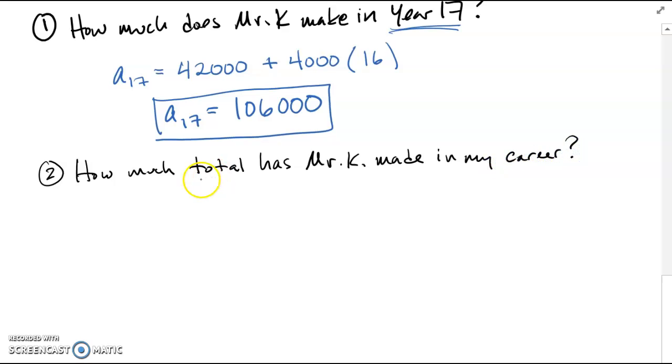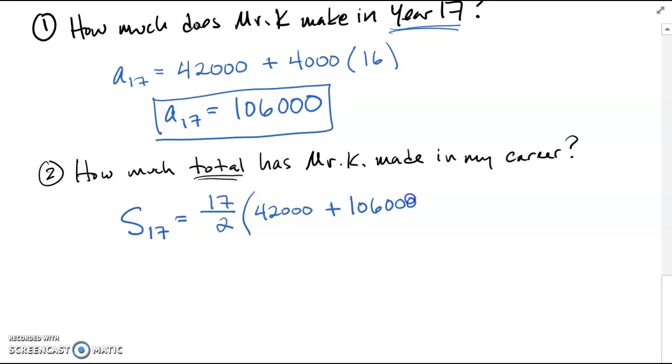All right, so that word total kind of is the giveaway that this is about addition. So I want the sum of those 17 salaries, right? So from the very first year to now, year 17, what's the sum of all that money? Well, the formula says that it's 17 over 2, and we already know the first year was 42,000. And then luckily we already did part 1, which is how much am I making this year? 106,000. All right, and so even if I hadn't done part 1, we would have had to do part 1 because we would have needed this blank for year 17.